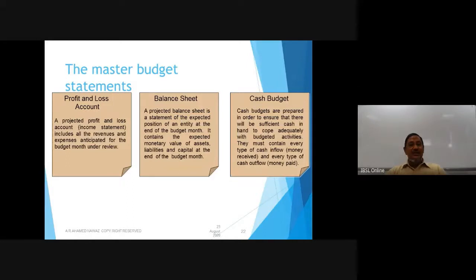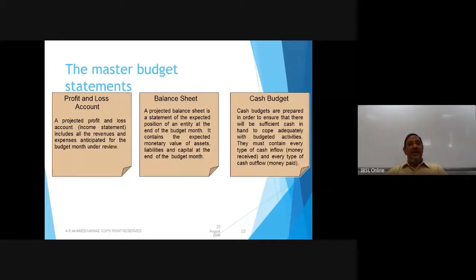Then the balance sheet: the projected balance sheet is a statement of the expected position of the entity or business at the end of the budgeted month. It contains the expected monetary value of assets, liabilities, and capital at the end of the budget period.